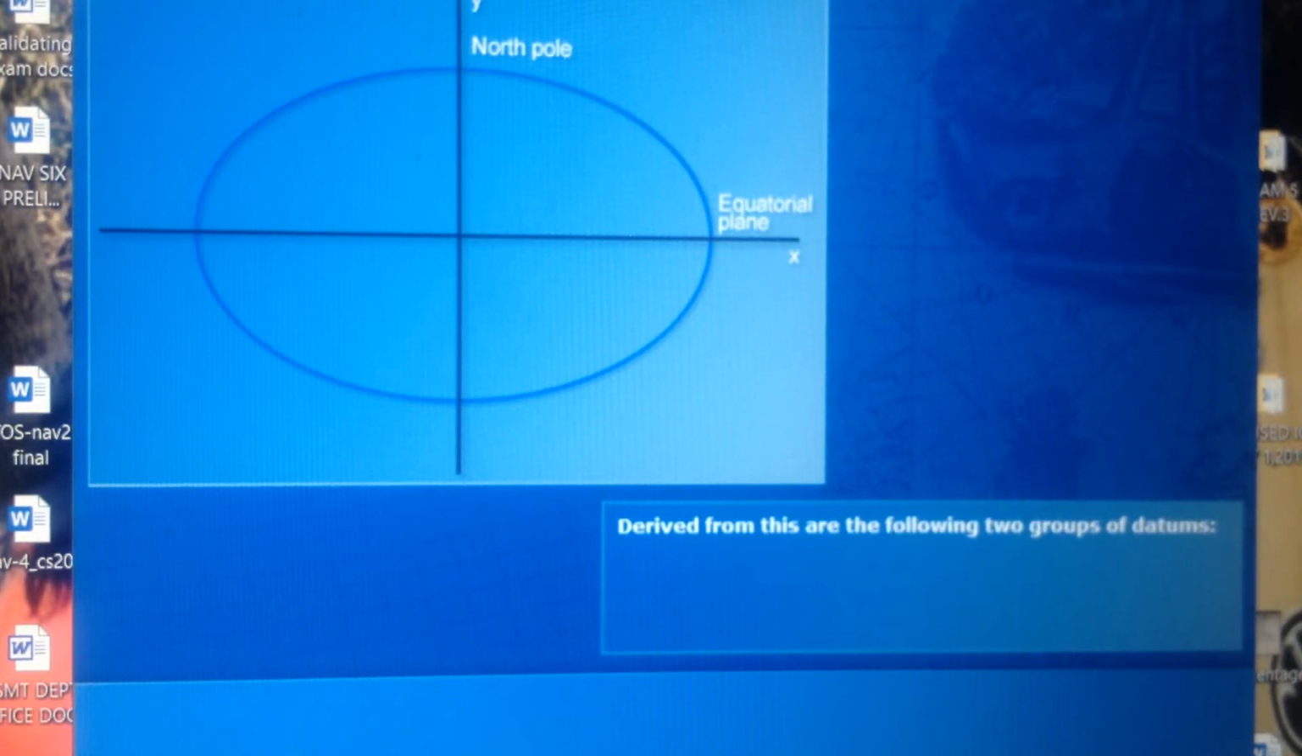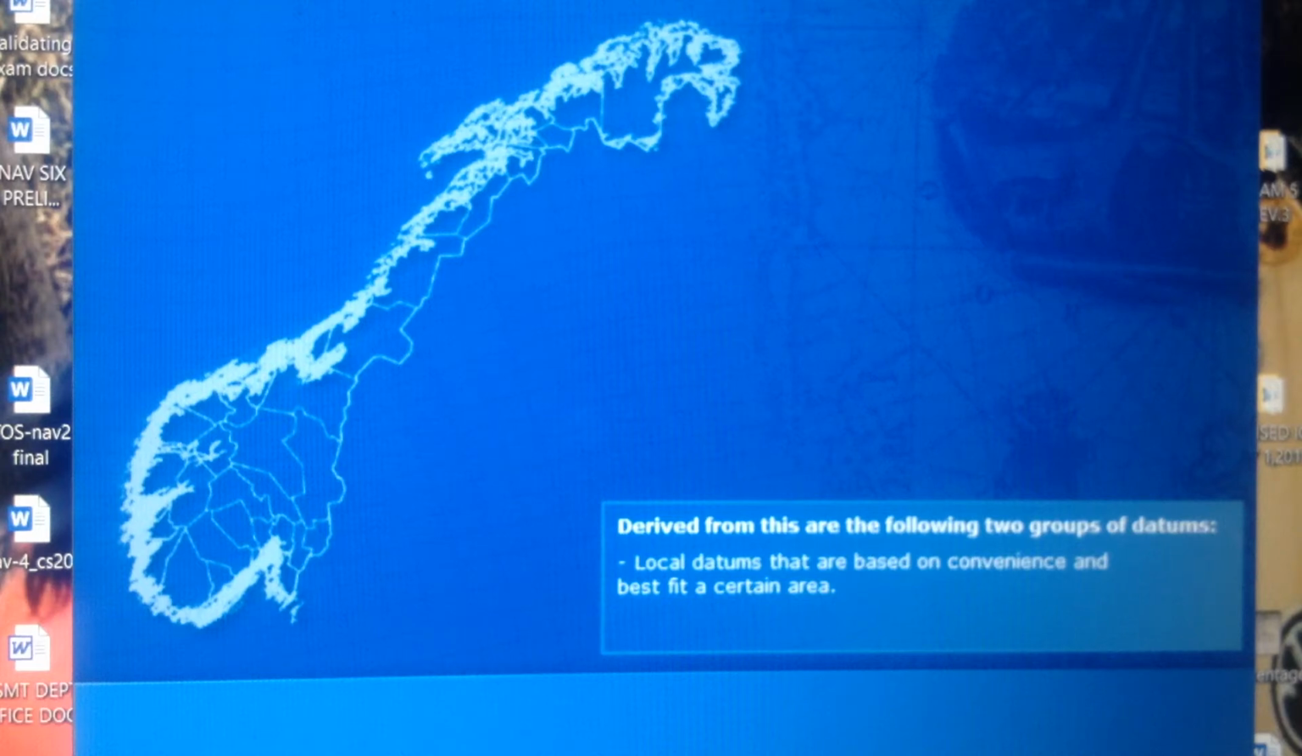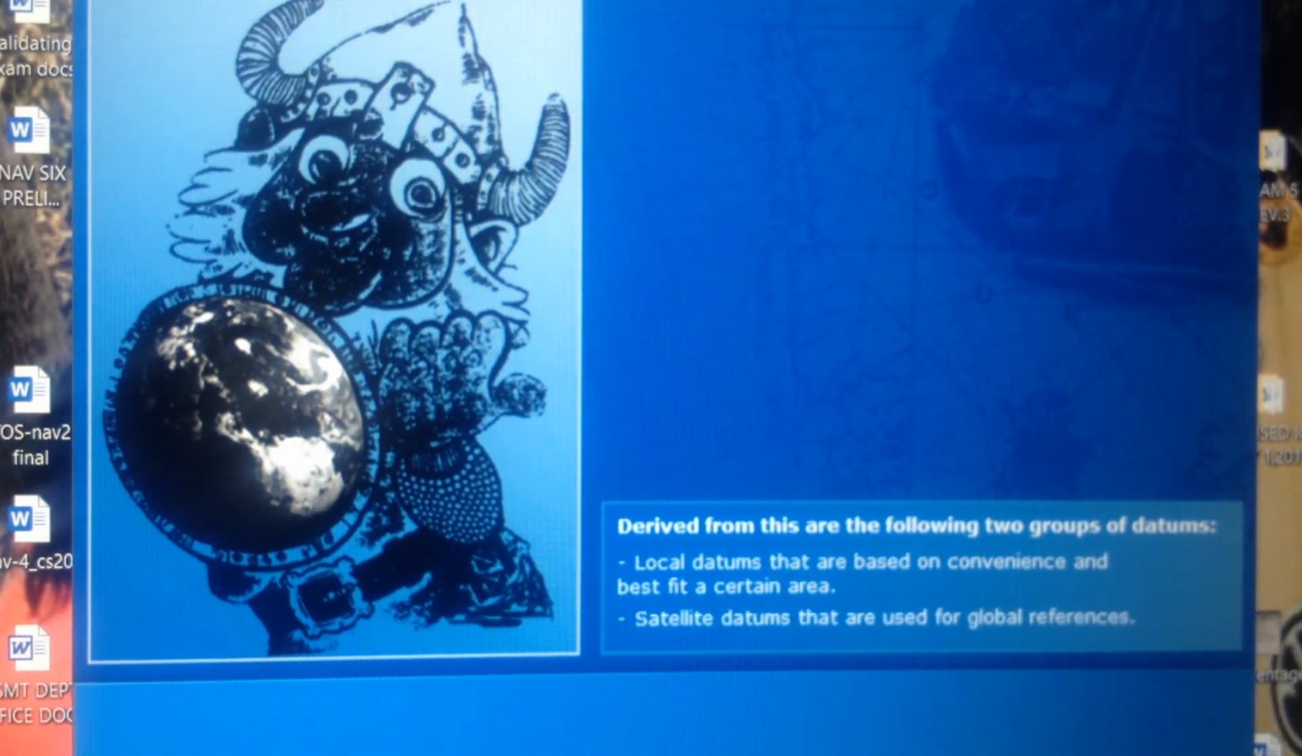Derived from this are the following two groups of datums. Local datums that are based on convenience and best fit a certain area. Satellite datums that are used for global references.